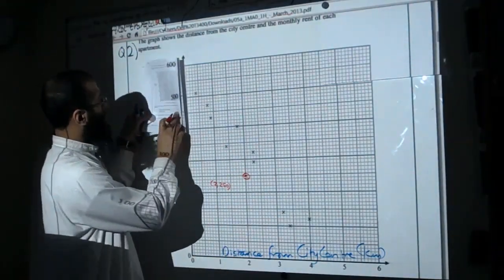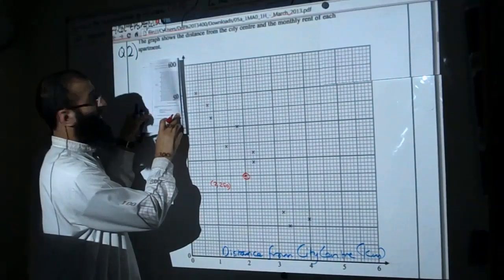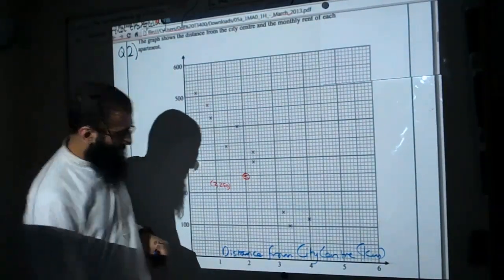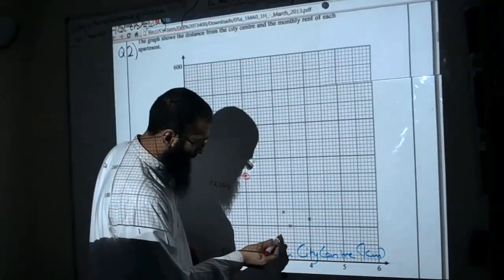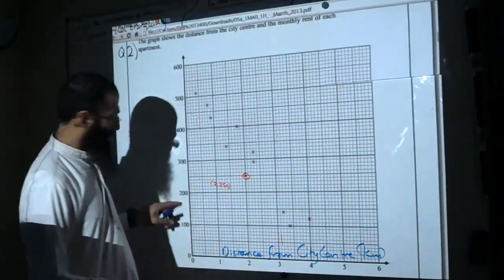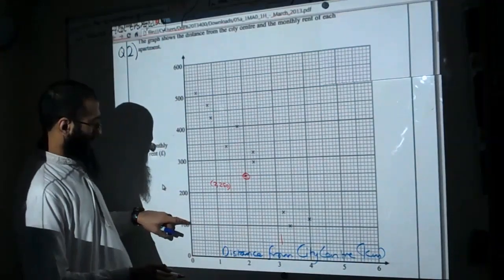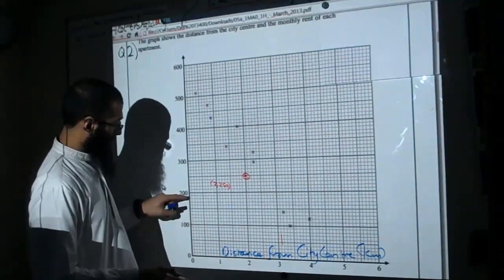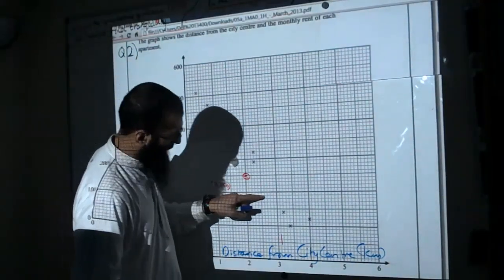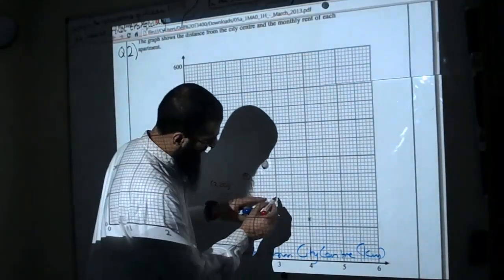The next point they give us in the examination paper is 3.1 kilometers on 190 rent. 3.1 is round about here, and 190 is the rent, which is each square going up is worth £10. So 190 is coming along here, and it meets it.